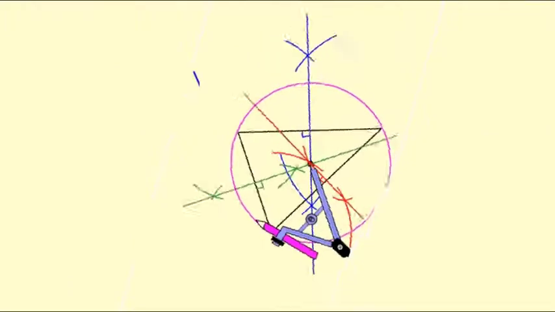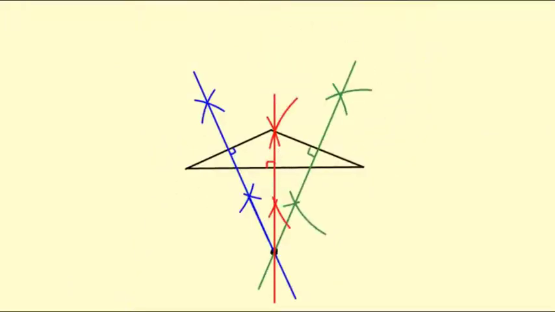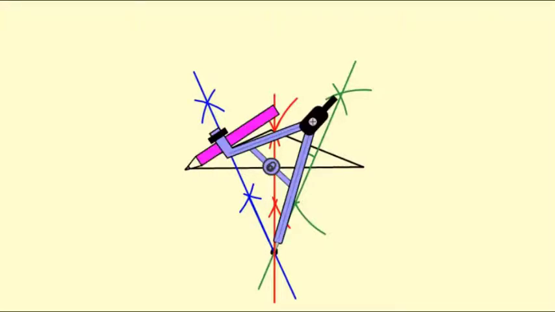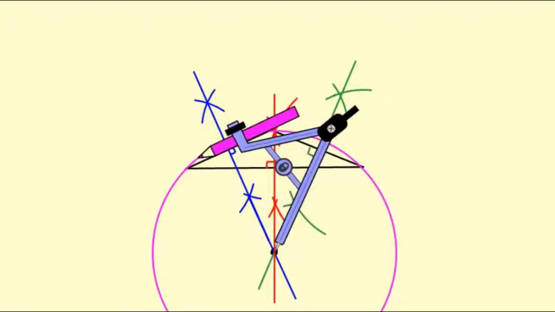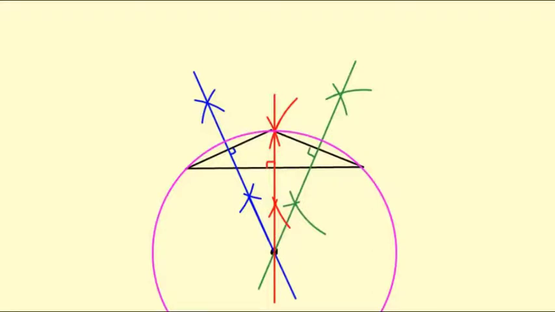I want you to notice on this one, because it's an obtuse triangle, the circumcenter is actually outside the triangle. Let's see what the circumscribed circle looks like. Even though part of the circle is off the screen, you can still see that you do get the center of the circumscribed circle.